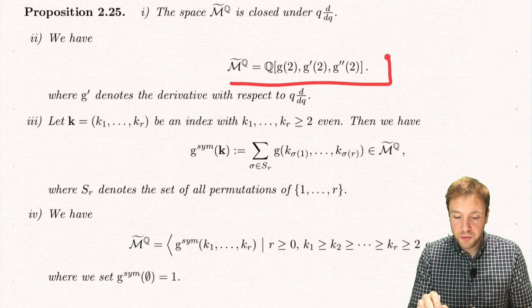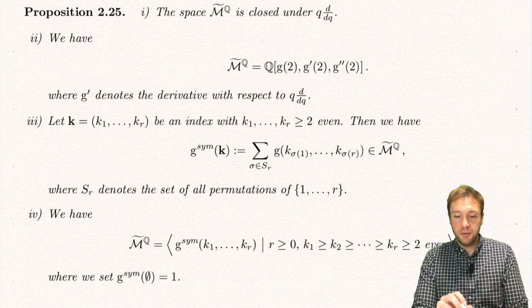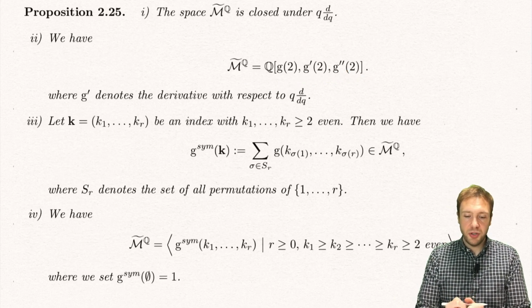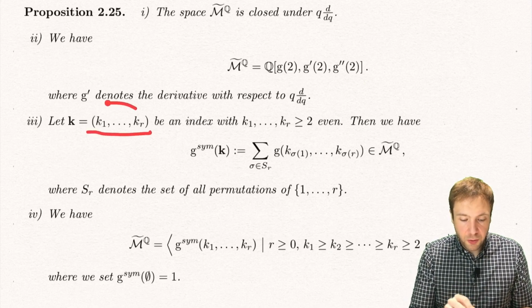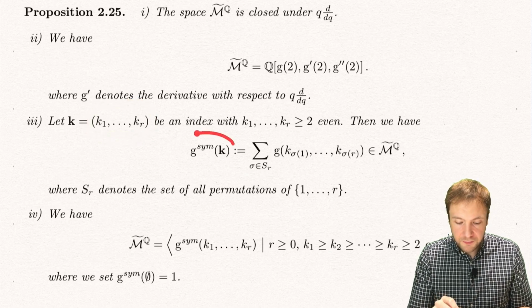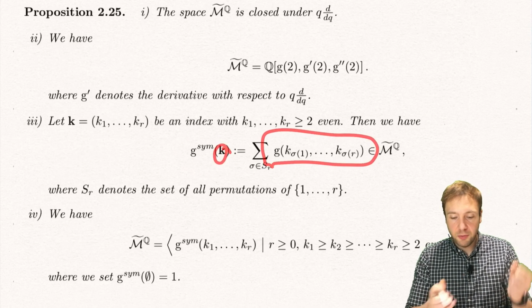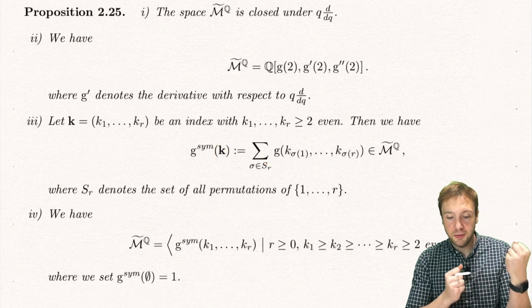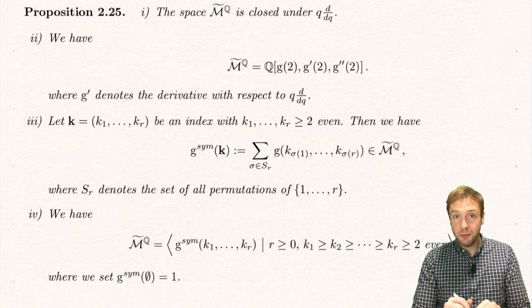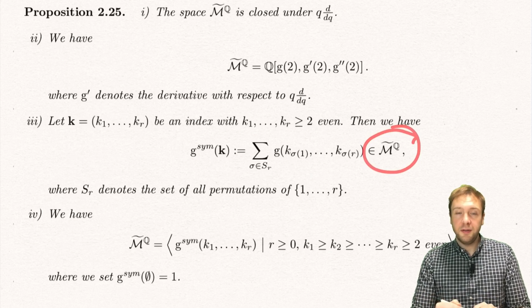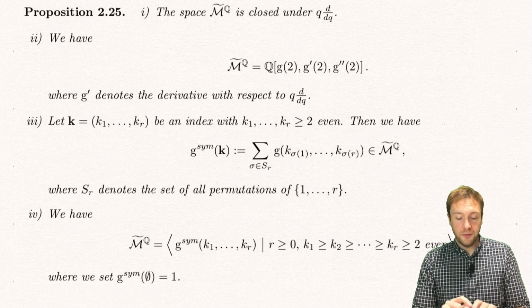And then with this you can also show that the ring of quasi-modular forms can be written like this. So instead of taking G4 and G6 you can also take the first derivative and the second derivative of G2. And then here if I have an index where all entries are even, I can define what I denote here by G-sim of this index, which is just taking the sum over all possible permutations of these indices of this G. And you can then show, using this quasi-shuffle product we introduced today, that this is also an element in the space of quasi-modular forms.